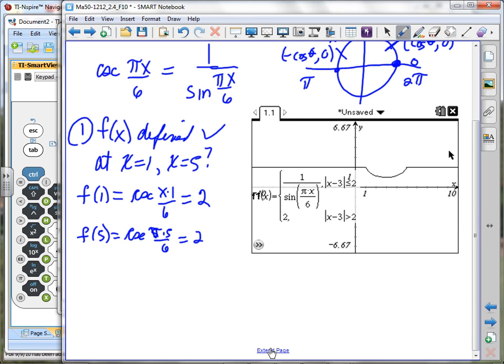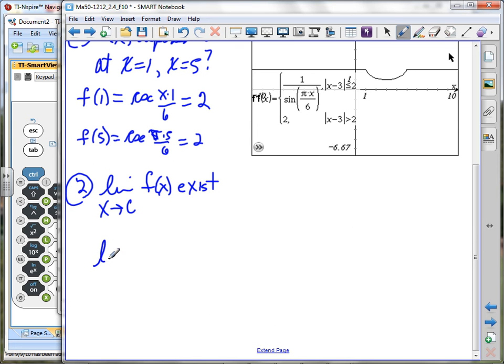Second piece is what? Does the limit as x approaches that value exist? That's the next question. So now we have to say, well, the limit as x approaches 1. Now, if x approaches 1, inherent in that statement is what? From both sides. So we better take a look at that.